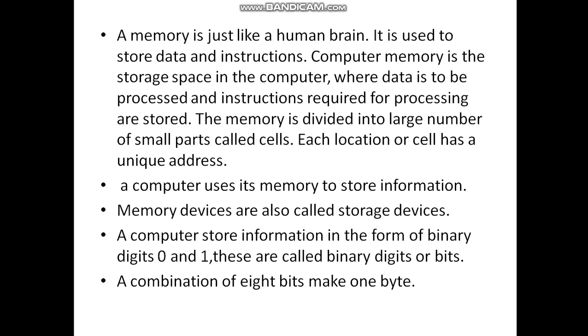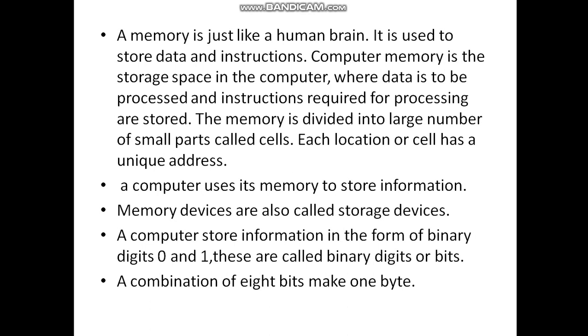A memory is just like a human brain. It is used to store data and instructions. Computer memory is the storage space in the computer where the data to be processed and the instructions required for processing are stored. The memory is divided into a large number of small parts called cells. Each location or cell has a unique address.